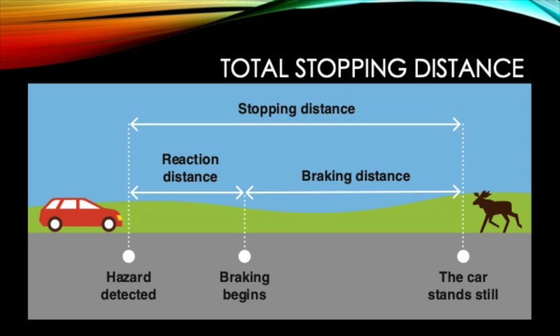Finally, total stopping distance is determined by the sum of reaction distance and braking distance. It is the total distance your vehicle travels when thinking and braking, plus the distance your car travels once you brake.